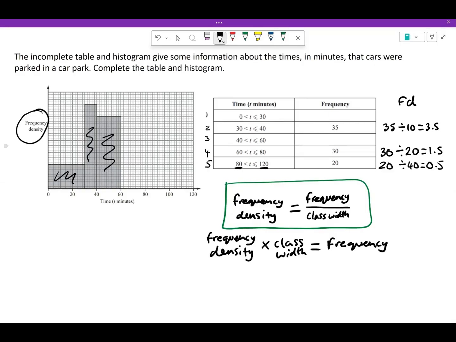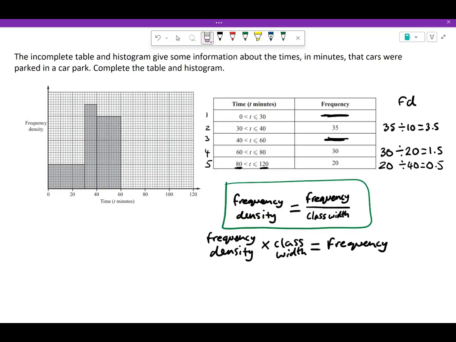Now, in order to obtain the other frequencies and frequency densities, we're going to have to consider our actual histogram, which is partially drawn on the left. But the issue is we don't currently know the frequency density scale. So let's have a think as to whether we can figure that out.